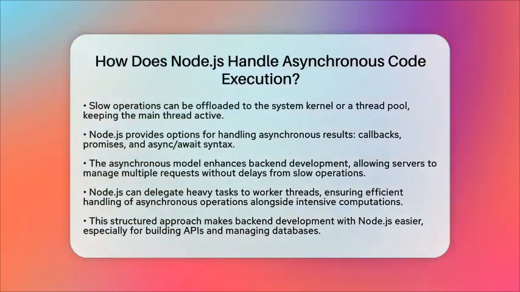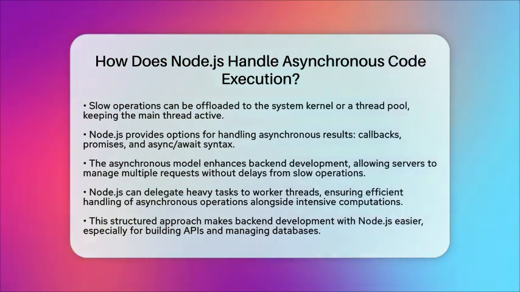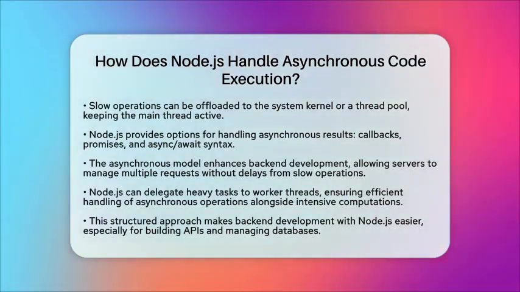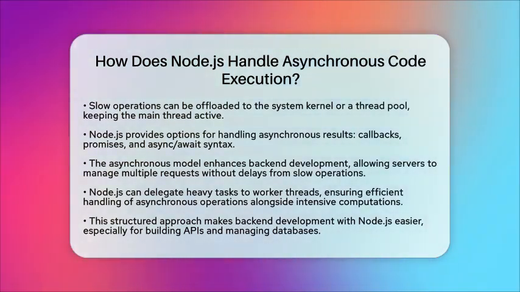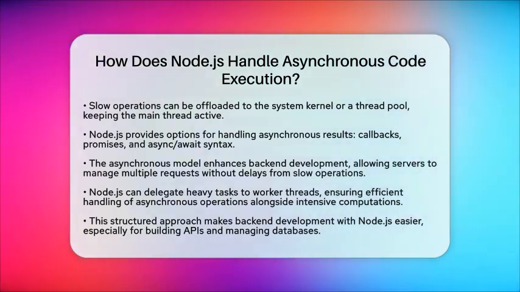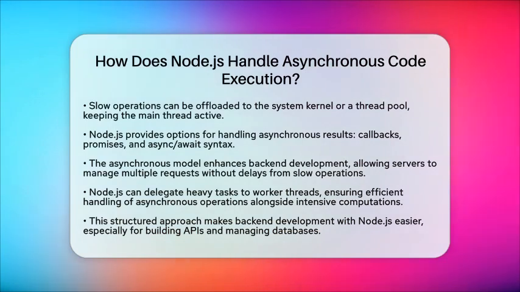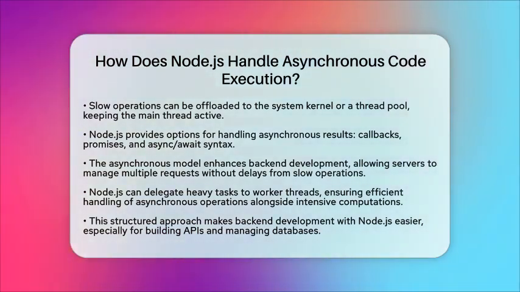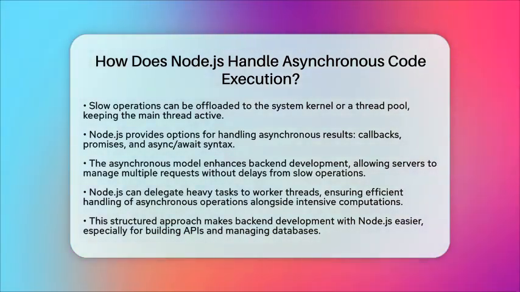In essence, Node.js manages asynchronous code execution through its event loop, which organizes non-blocking operations effectively. By utilizing Libuv for system-level input-output and providing various programming patterns, Node.js makes it easy to write clear and maintainable asynchronous code. This approach is what makes back-end development with Node.js both accessible and straightforward, particularly when building APIs or managing databases.